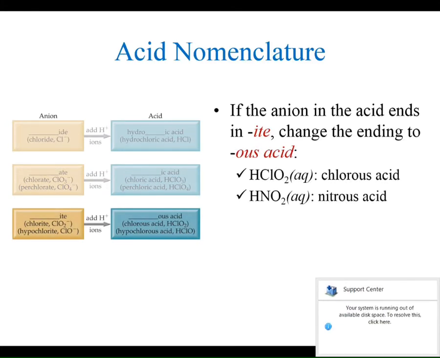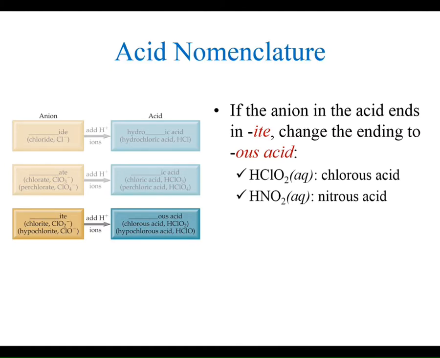So ClO3 is chlorate, so ClO2 is chlorite, so the acid is chlorous. Ite to ous. HNO2: NO3 is nitrate, so NO2 is nitrite, so the acid is nitrous. Just turn the ite to ous. So that's it, just 3 simple rules, and you can name all these lovely acids, assuming you know how to do the anions, which hopefully you do by now. Okay, let's try a couple here.